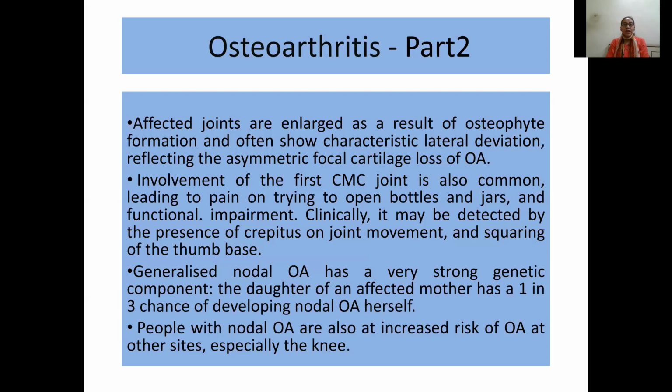So affected joints are enlarged. As we saw in the previous slide, affected joints are enlarged as a result of osteophyte formation and often show characteristic lateral deviation, reflecting the asymmetrical focal cartilage loss of OA. Involvement of the first carpometacarpal joint is also common, leading to pain on trying to open bottles and jars and functional impairment. Clinically, it may be detected by the presence of crepitus on joint movement and squaring of the thumb base.